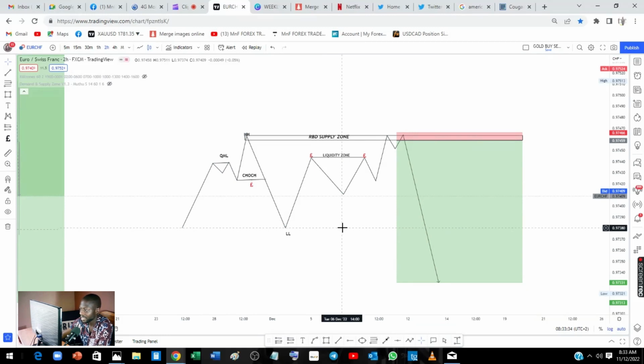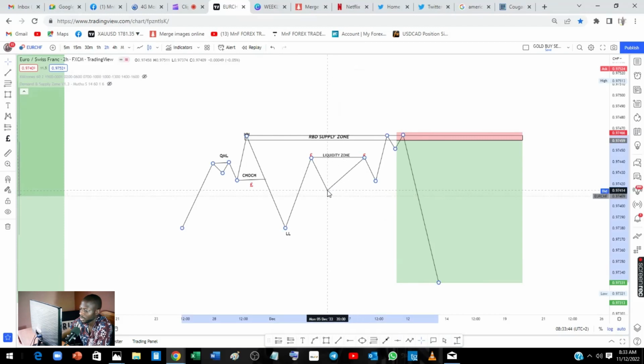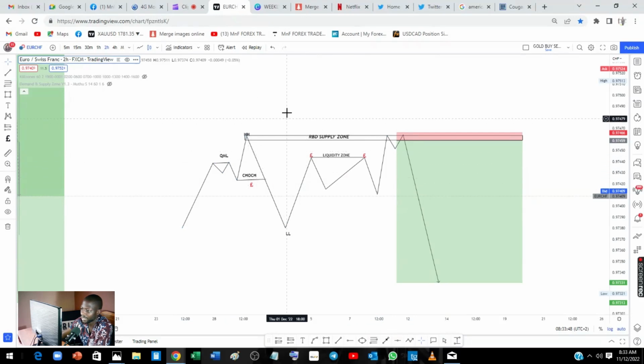This is really good. It's a very good setup. I'm just going to show you in a minute. So yeah, this is the complete setup. So this is what we call a QM plus fake out setup, right?